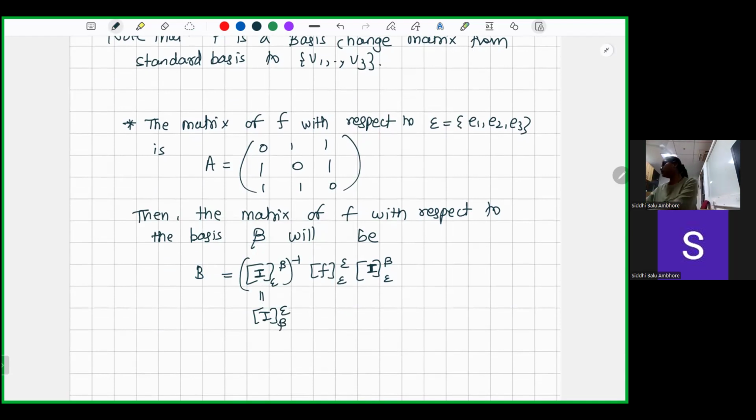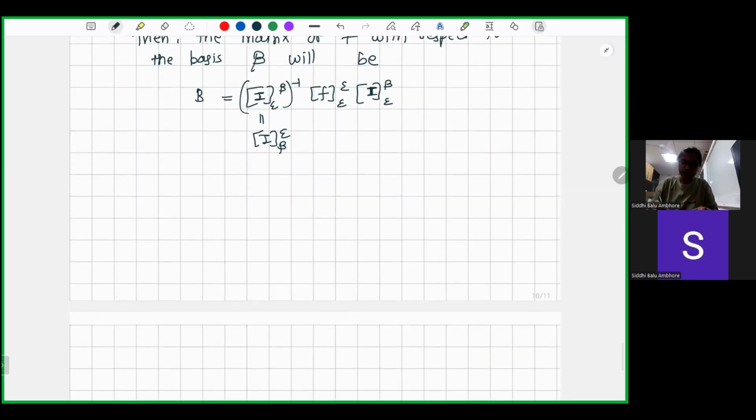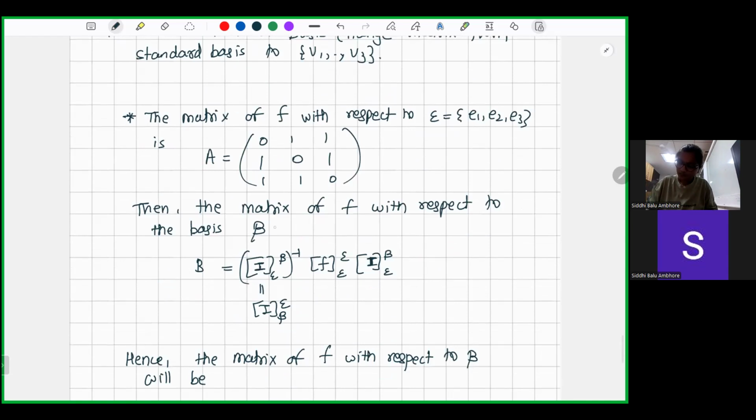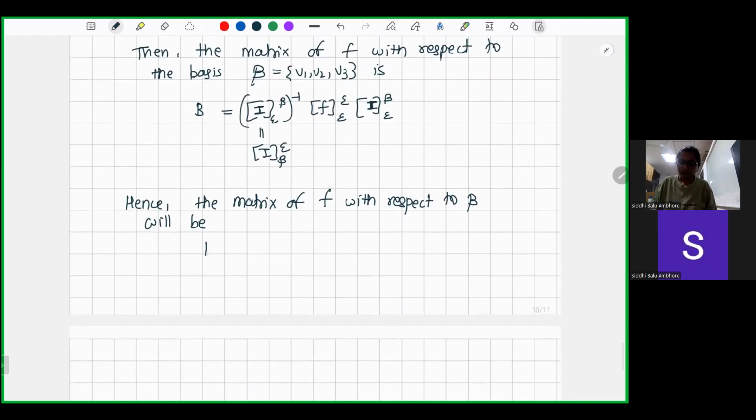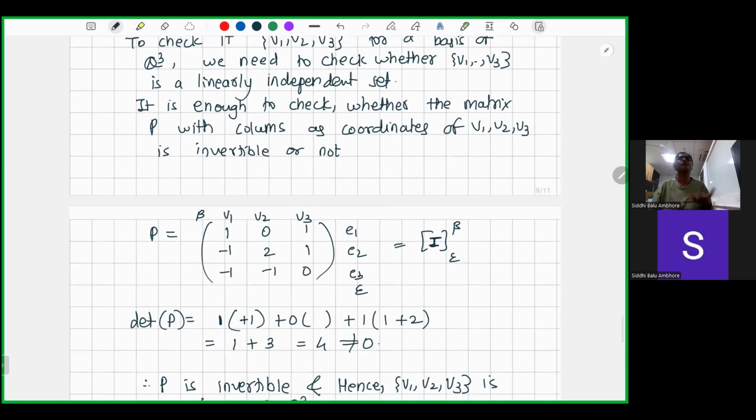So what we need to do is, hence, the matrix of F with respect to beta will be P inverse A P. We already have P, so we have to find the inverse of this P.